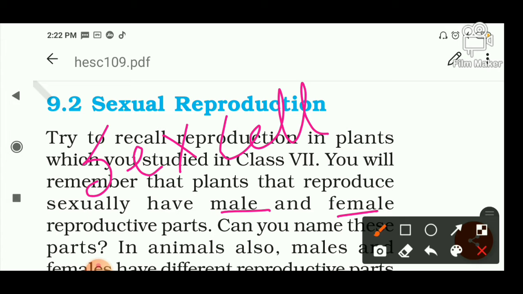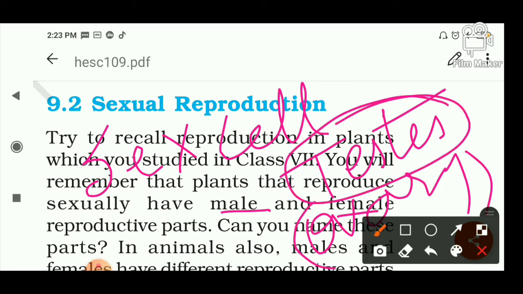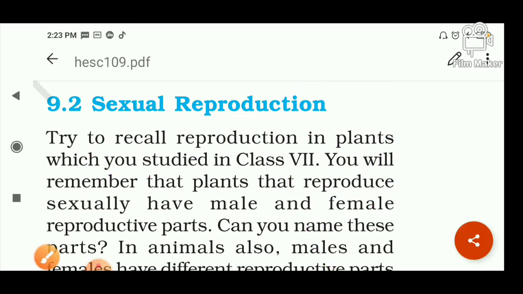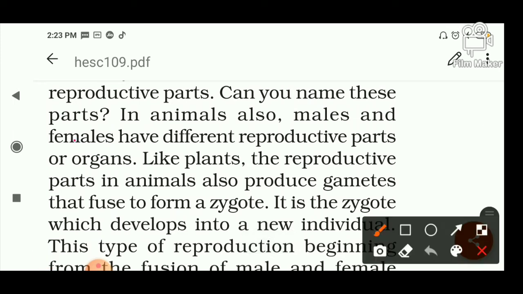These gametes are produced inside special reproductive organs in their body, and in the male it is called the testes and in the female it is called the ovary, right? Male gametes are formed in the testes and female gametes are formed in the ovary. If we are talking about humans, the male gametes are also called sperms.